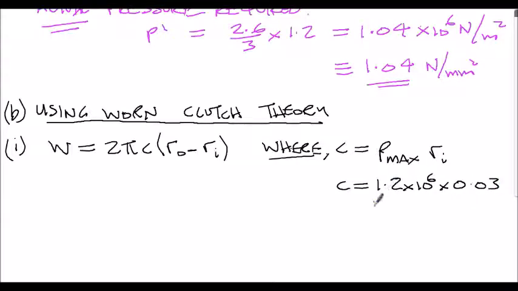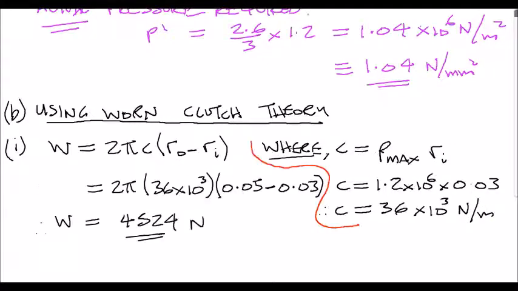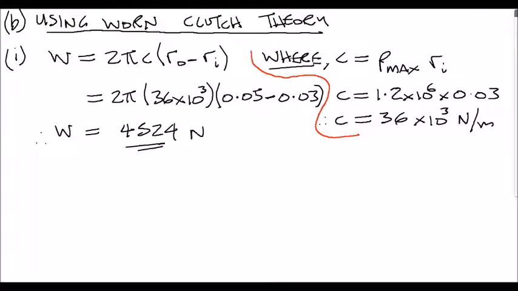So in the unworn clutch theory, it's pressure that is constant; in the worn clutch theory, it's wear that is constant, and wear is defined as pressure times radius. So now I've got my C value, I've got my geometry, I can find W. What do I get for my W? Now we can use the torque equation to find the number of pairs of friction surfaces. Don't forget we're using the torque equation for the worn clutch theory.